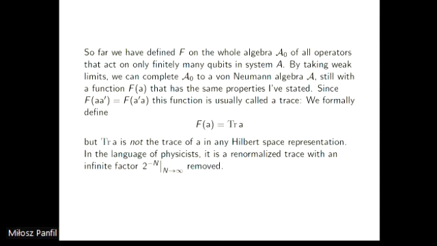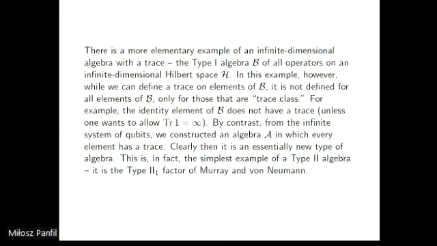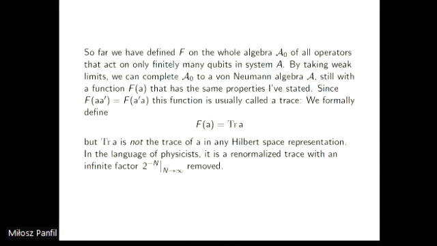Since f of A prime A equals f of A A prime, this function is usually called a trace. We formally write it as f of A equals trace A, but trace A is not the trace of A in any Hilbert space representation of the algebra. The usual way physicists would say it is that this is a renormalized trace with an infinite factor 2 to the minus n removed, where we took n to infinity. So we've constructed a von Neumann algebra on which every element has a trace, and in particular, the trace of the identity is 1.